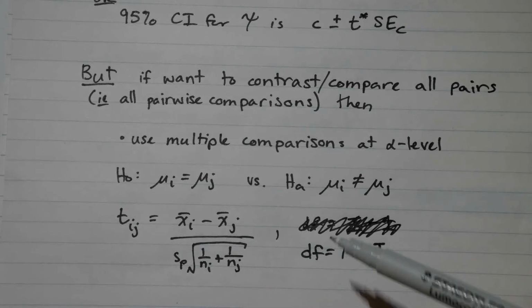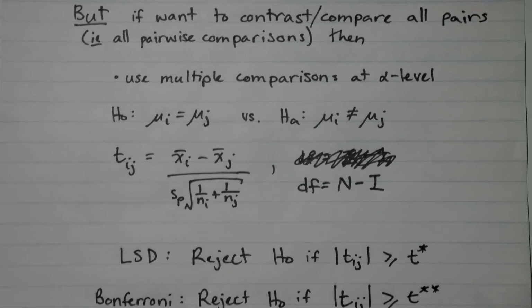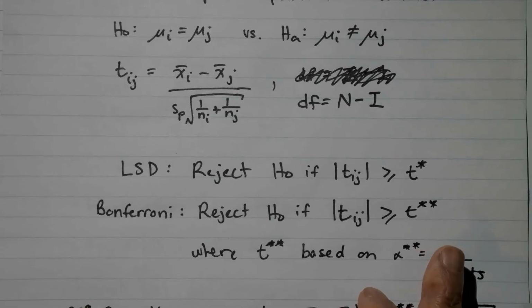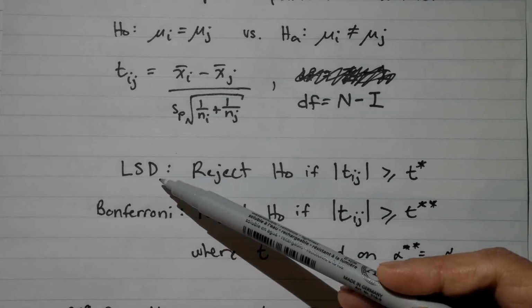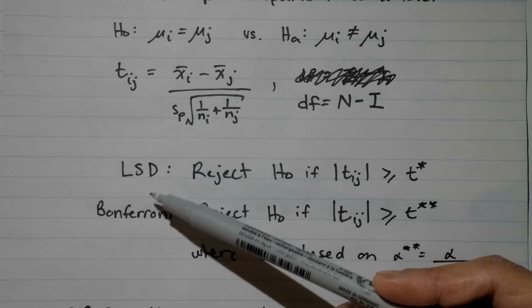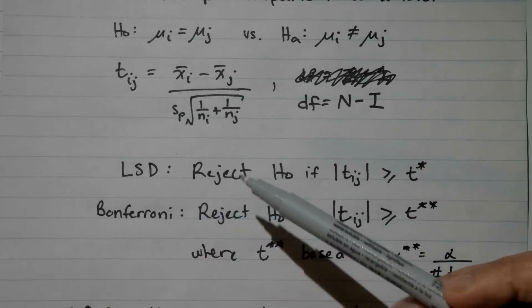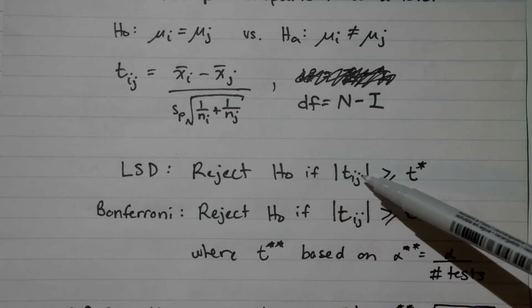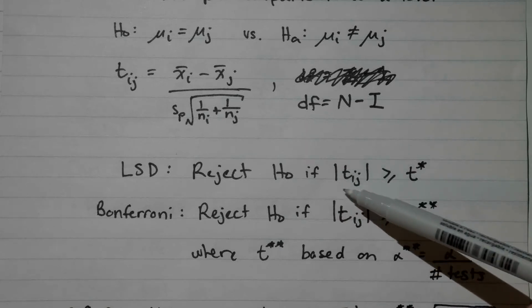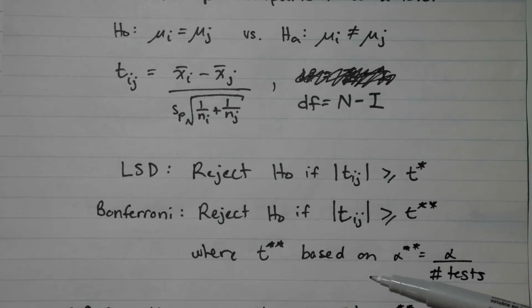So we haven't commented on the multiple comparisons up to this point, but to do the multiple comparisons, we have to decide whether we're interested in doing the least squares difference, which effectively ignores the multiple comparisons, or the Bonferroni method. The least squares difference says reject H naught if the absolute value of our T_ij is greater than or equal to T star, which is the usual T star we use based on our N minus I degrees of freedom.